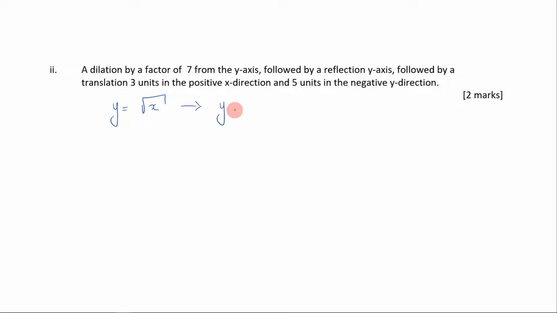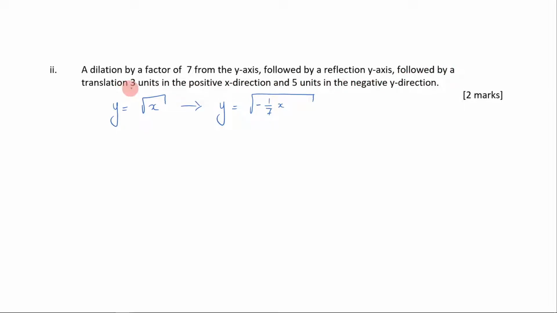Now, we're doing this by inspection, and when you're dilating from the y-axis by inspection, what you have to remember is that it's going to be the reciprocal of that number. So I'm replacing x with 1 on 7x. Then it says followed by a reflection in the y-axis. That means I'm going to replace the x with negative x. So that will have the effect of just making this a negative there.